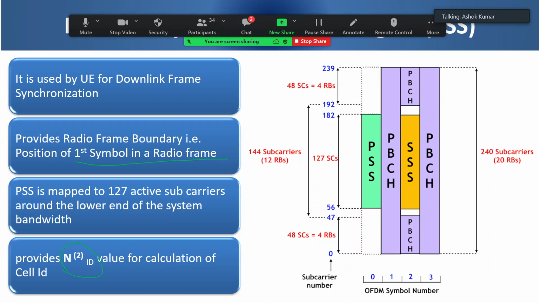If you are able to decode PSS, you are able to decode two things. One is the first symbol in a radio frame, and second is the N2 value. So these two things are present as part of the PSS itself. Is it okay?